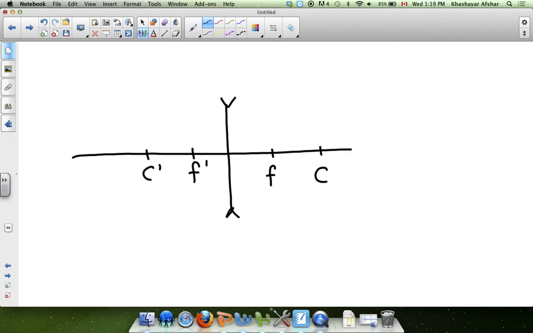All right. And this time my image is going to be on C. Now, let's see if that even makes a difference. So let's draw the rays.